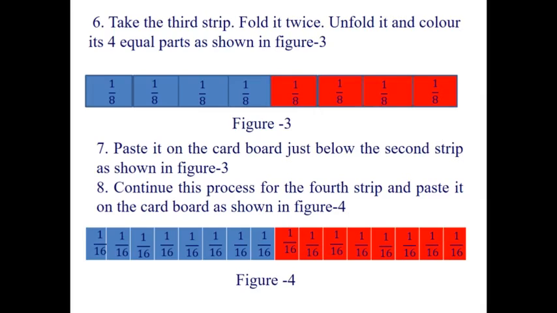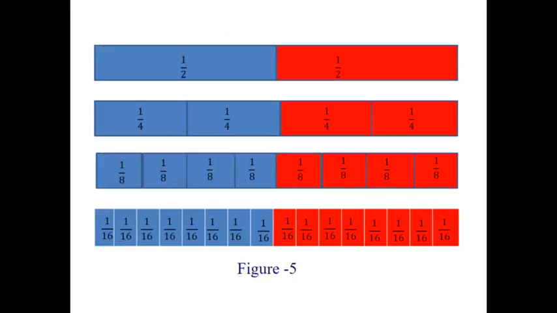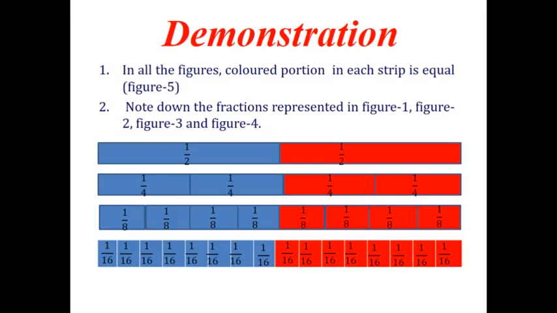Then continue this process for the fourth strip also and paste it on the cardboard as shown in figure 4. Each part here is 1 by 16. So these are the 4 strips. Demonstration: in all the figures, the colored portion in each strip is equal.